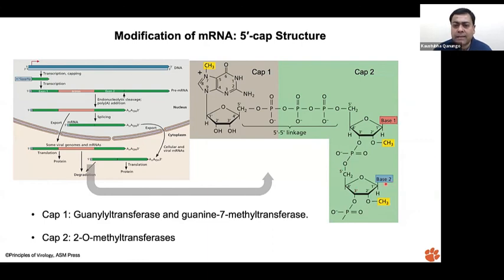This is your cap 1 structure. The cap 2 structure is basically the first and the second base of the mRNA itself. And these bases are actually methylated at the 2nd position right here. So this is the 2' position, the 2nd carbon, that is methylated. And we call this one 2'-O methylation. This is done by the 2'-O methyltransferases.